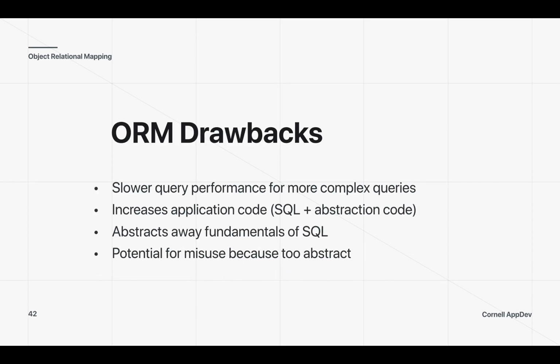On the other hand, there are some drawbacks within an ORM. Namely, there's slower query performance, especially in complex queries, because there's more application code. Your server, your computer, has to compile higher level languages like Python down to lower and lower levels like C or even SQL to actually execute all of these operations. So there's some lag time there.